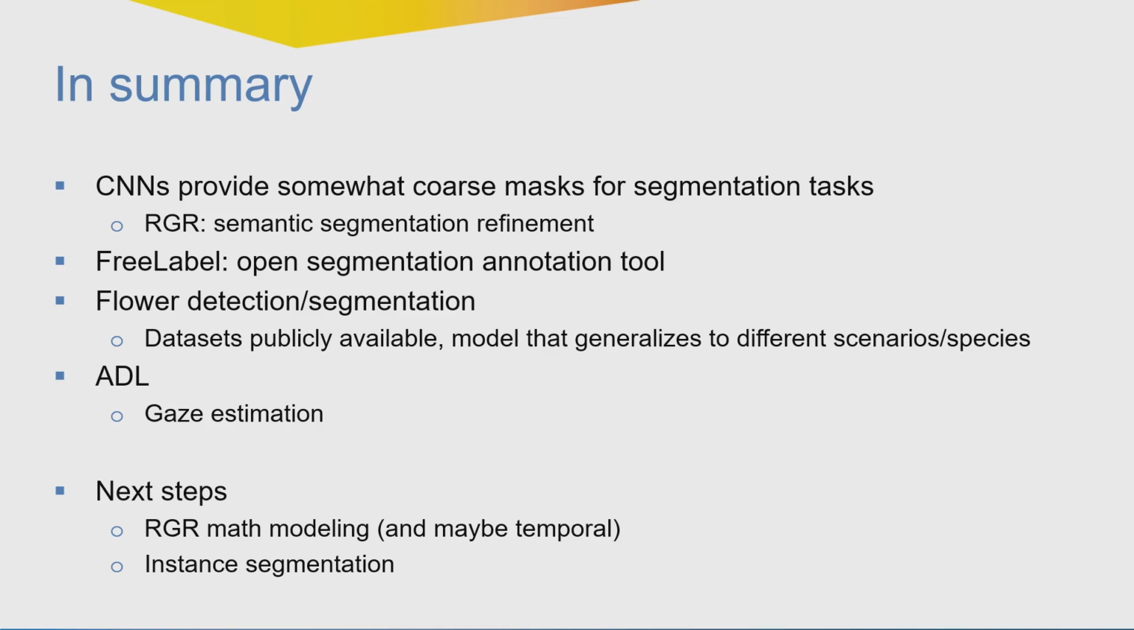For both projects, for instance the flower one, we are now able to segment the flowers, but we want to count them or maybe remove some of them, so we need to separate individual instances of flowers. That goes in the direction of instance segmentation. This is another step we are planning to explore. And for gaze estimation and the activity of daily living, you also need to separate each individual person in the scene. So instance segmentation is the next step for both projects.